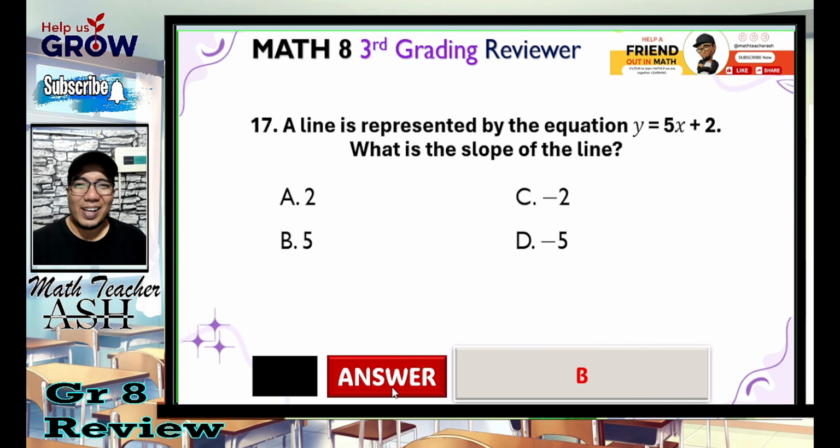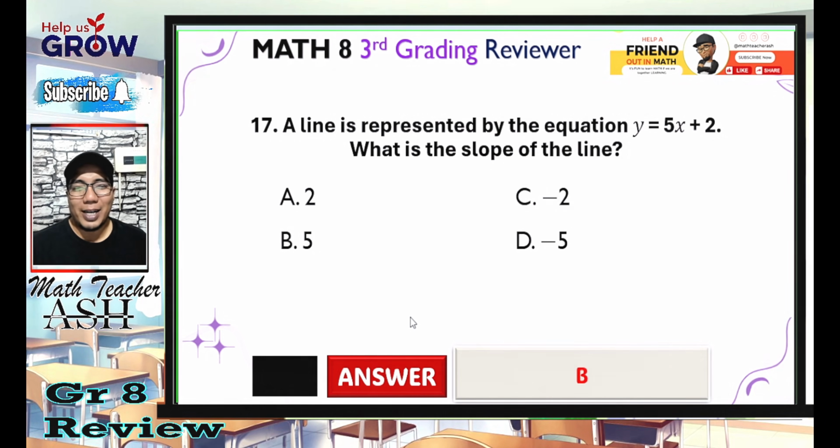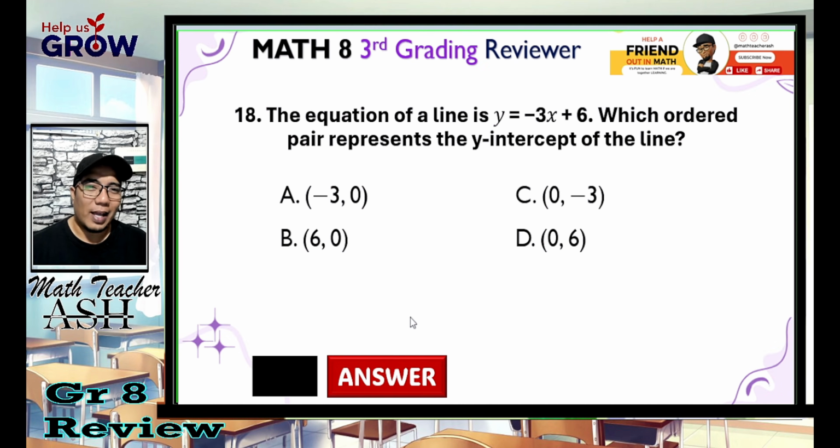Alright, easy, right? Now let us go to question number 18. The equation of a line is y is equal to negative 3x plus 6. Which ordered pair represents the y-intercept of the line? Is it A, negative 3, 0, B, 6, 0, C, 0, negative 3, or D, 0, 6? I'll give you 5 seconds to think about your answer.